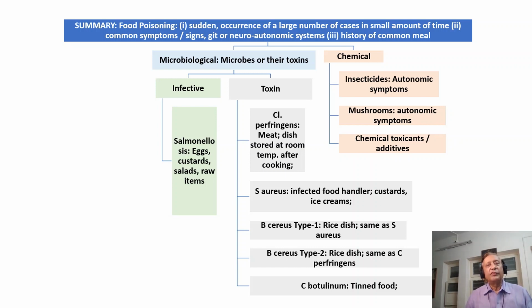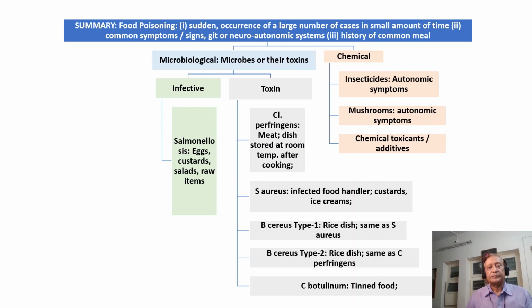Now, food poisoning can be very broadly of two types. One is the microbiological type due to microbes, or else it could be of the chemical type. Chemical type is not because of microbes but rather due to chemicals in the food which is being processed or eaten. It includes three categories. One is due to insecticides, and usually they manifest with autonomic symptoms, or it could be mushrooms, and they also usually manifest with autonomic symptoms. And thirdly, it could be due to chemical toxicants and additives, as has been covered in another chapter in our book.